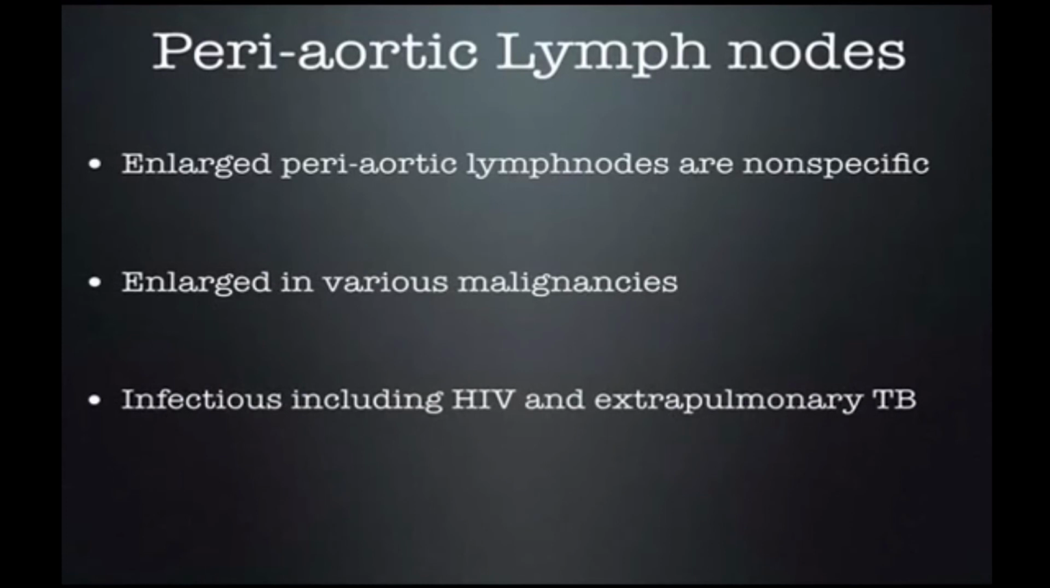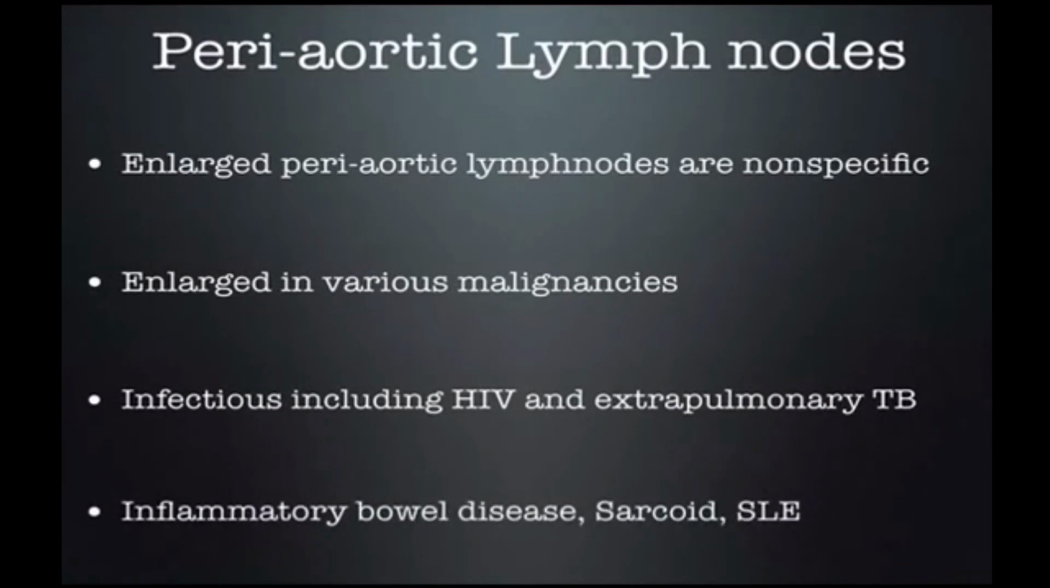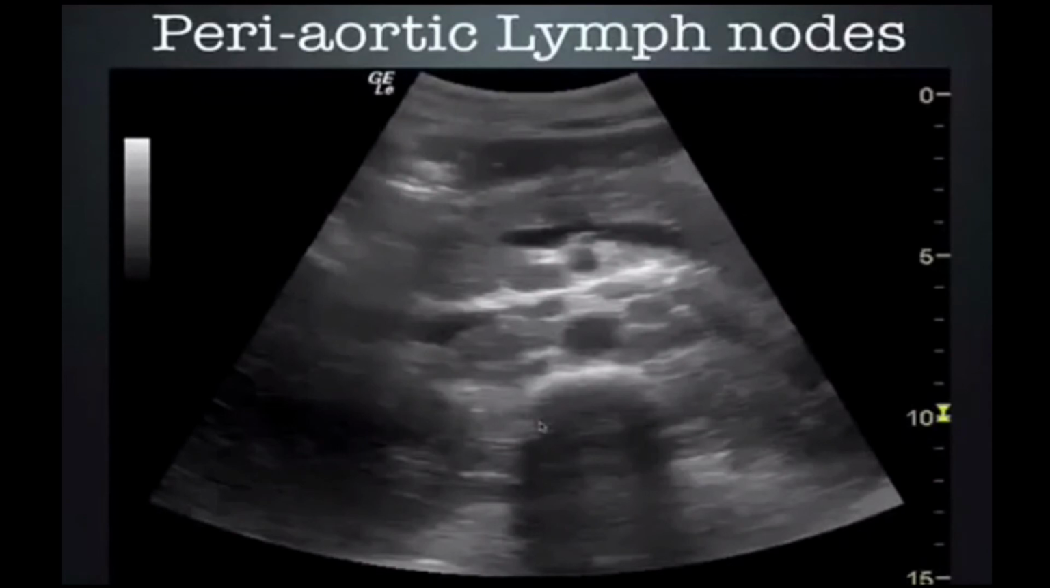There can be other infectious etiologies, including HIV and extrapulmonary tuberculosis. Also inflammatory bowel diseases, sarcoid, and systemic lupus erythematosus. Now let's take a look at some of the images of peri-aortic lymph nodes. We already know how to get oriented with abdominal vasculature. Here's the anterior cortex of the vertebral body, and here is the corresponding vertebral body shadow. We know that the aorta is in the midline or just slightly to the left of the midline. IVC is going to be somewhere to the right of the midline because this still picture is difficult to tell.